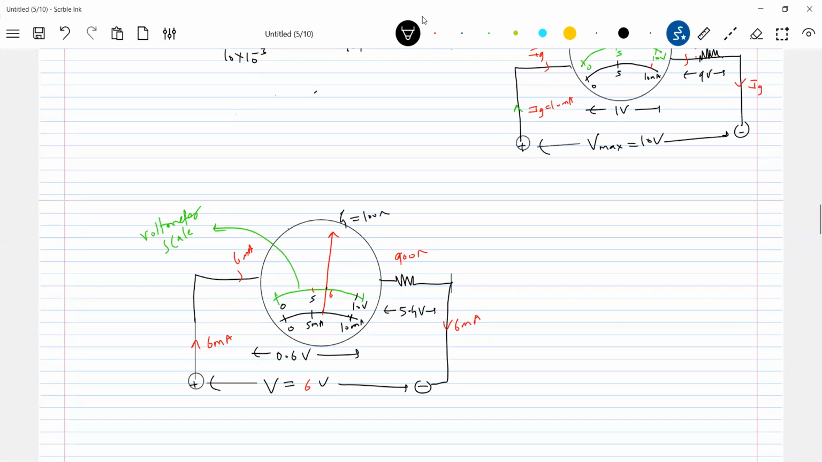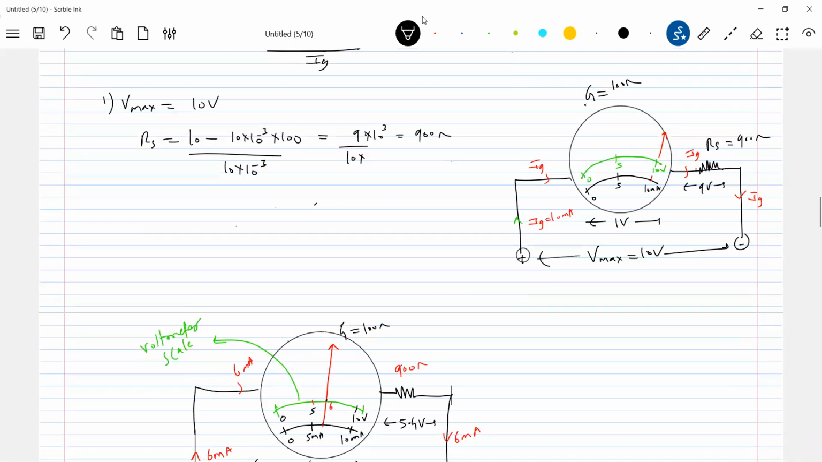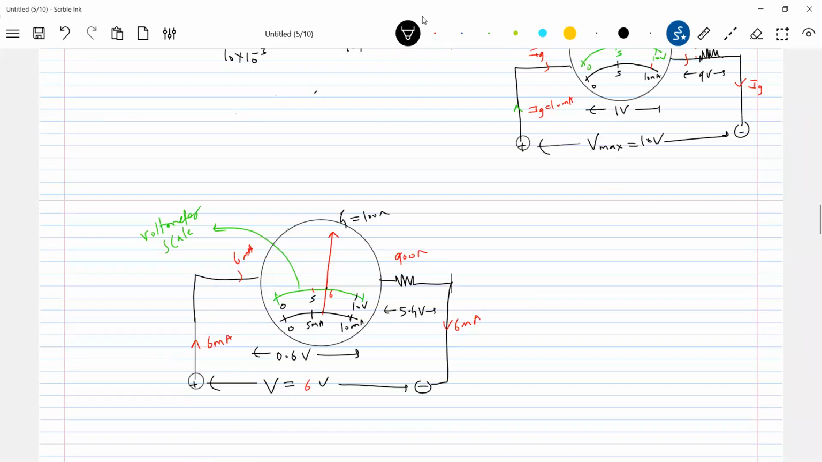Is it safe? Is the galvanometer safe? Yes, no problem. So I'm not going to damage it by applying a large voltage. The galvanometer is not being damaged, and we are also using it to measure higher voltages. But what is the thing? I should construct a scale.